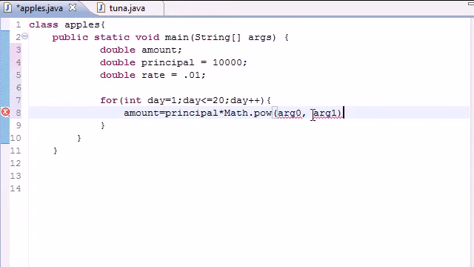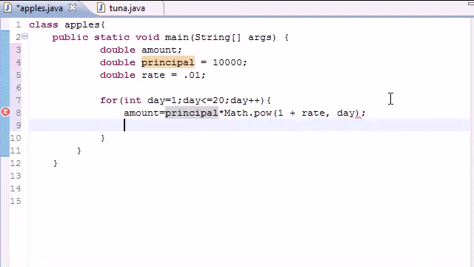The first thing, what's in the parentheses, is 1 plus rate. And what do you want to give the exponent? Year. Or let's see what it was, day actually. So now we have amount equals principal, which is 10,000, times 1 plus 0.01 to the day, and that day is going to loop. Now all we have to do is print this out on the screen.